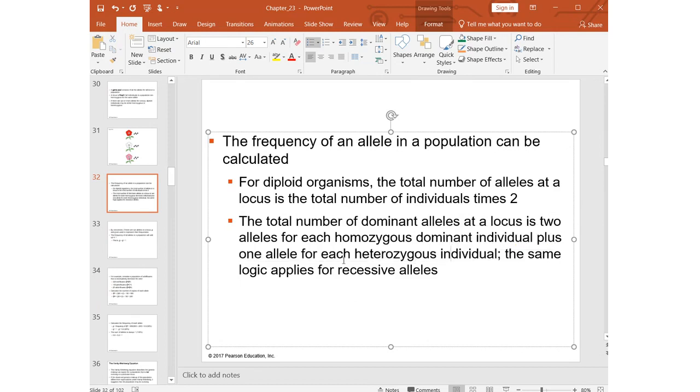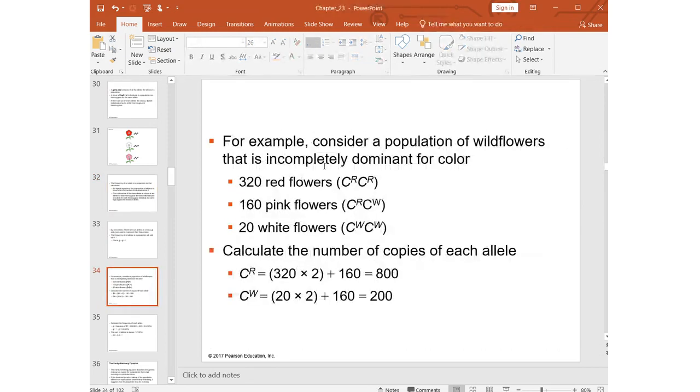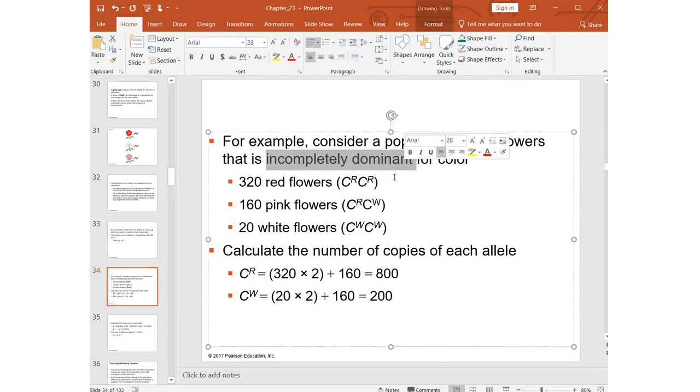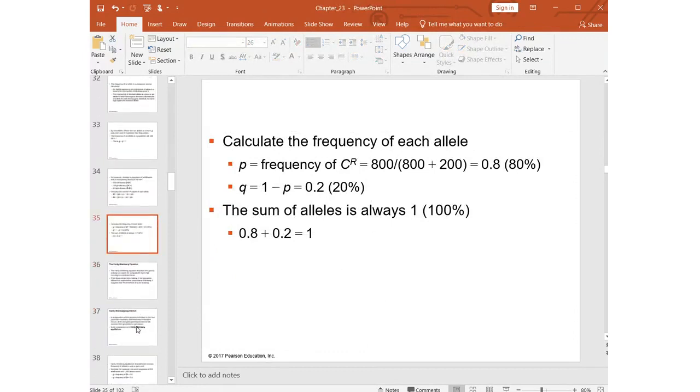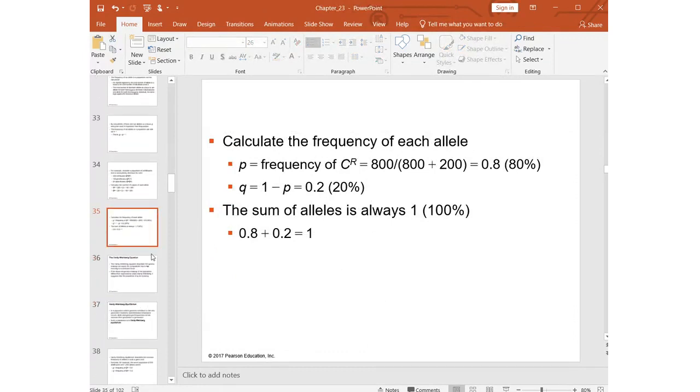And then the same is true for recessive alleles. Of course, in this example, it's not dominant or recessive because it's incompletely dominant, but still, this is a good example because it shows you how to easily calculate the numbers of copies of each allele in that population or in that sample that you took of the population. And now you should calculate the frequency.